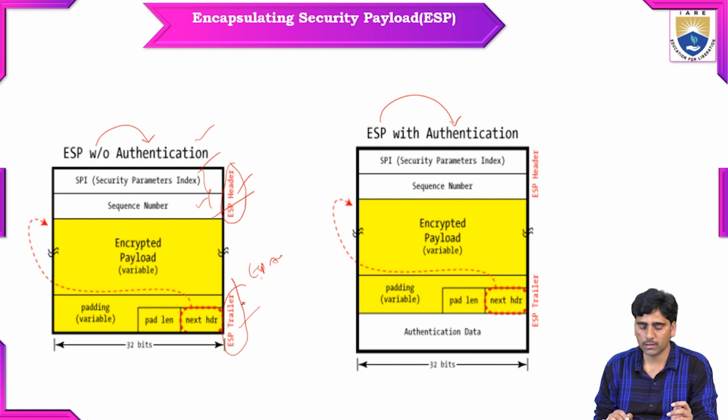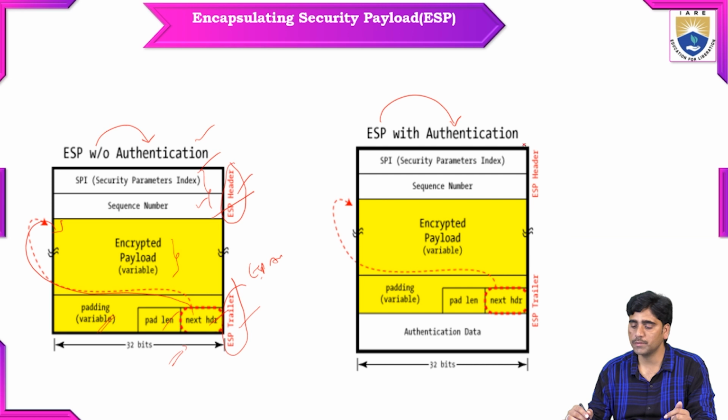But the ESP trailer has the padding. The padding is optional and variable, and the pad length is one field, and the next header is also one field. This next header indicates whether it is a TCP header or an IP header. That points towards the encrypted payload. So this is all about the 32-bit format.